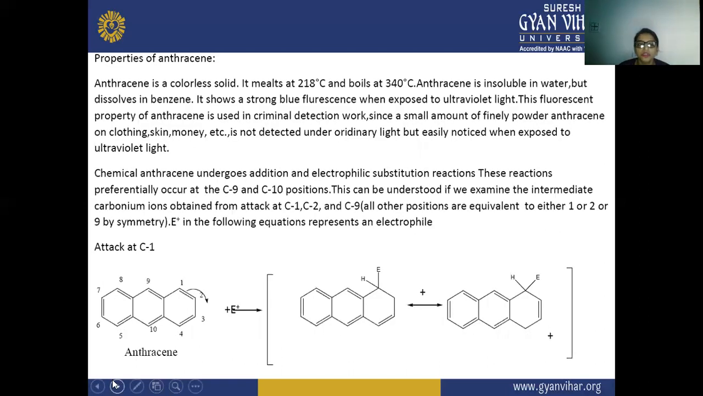Next, the properties of anthracene. Anthracene is a colorless solid. It melts at 218 degrees centigrade and boils at 340 degrees centigrade. Anthracene is insoluble in water but dissolves in benzene.